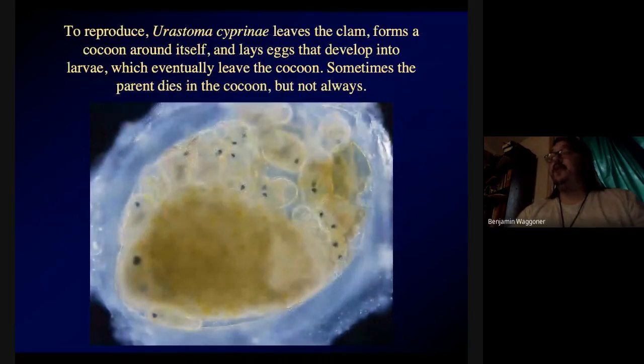There's Eurostoma cyprinae reproducing. It normally lives on clam gills. When it crawls out, it forms a cocoon around itself and lays eggs that develop into larvae. And those smaller spots with two black eyes that you see surrounding the big one, kind of up to the upper right, those are larval Eurostoma cyprinae. So there.